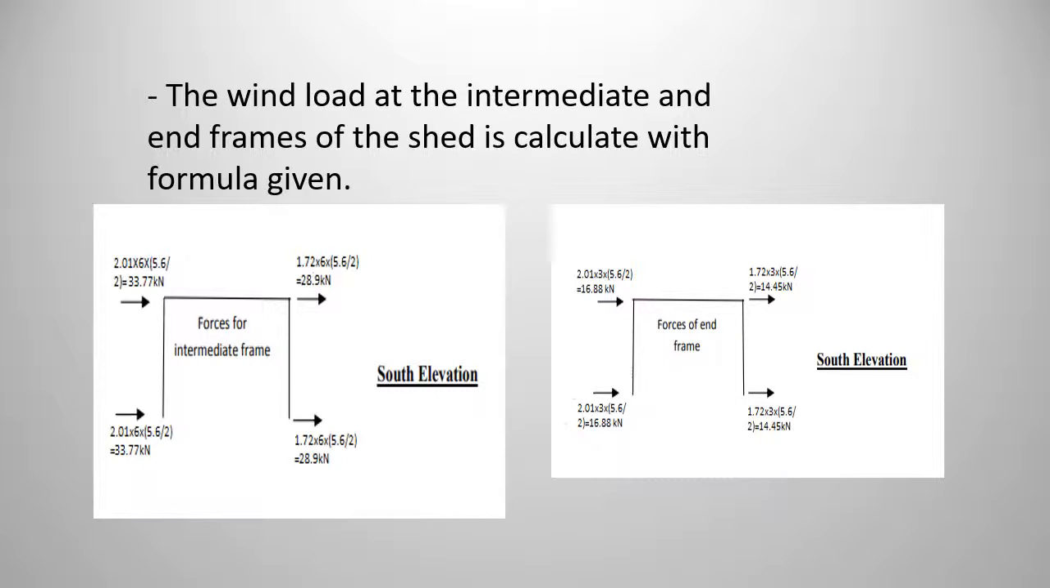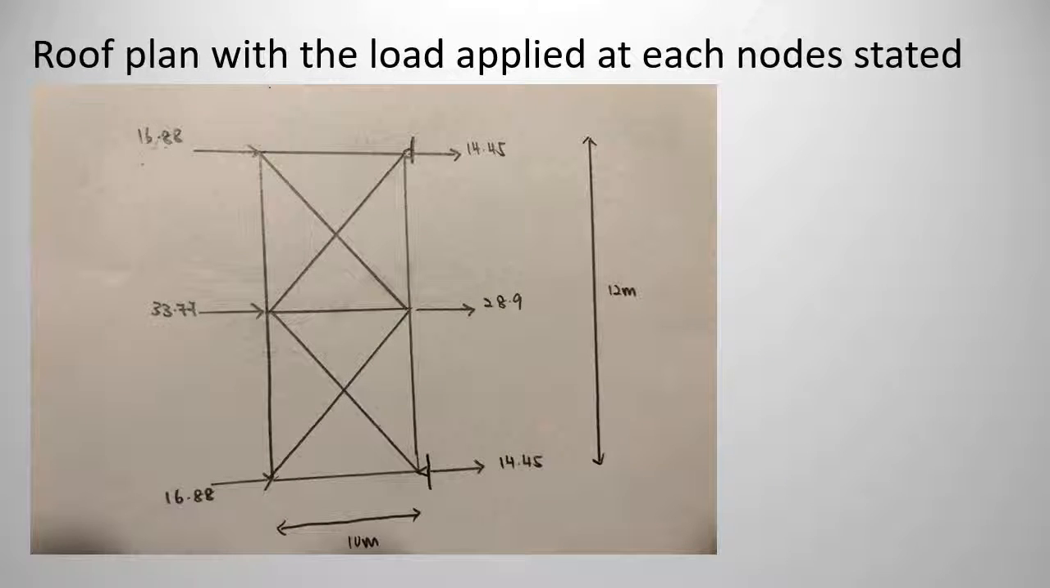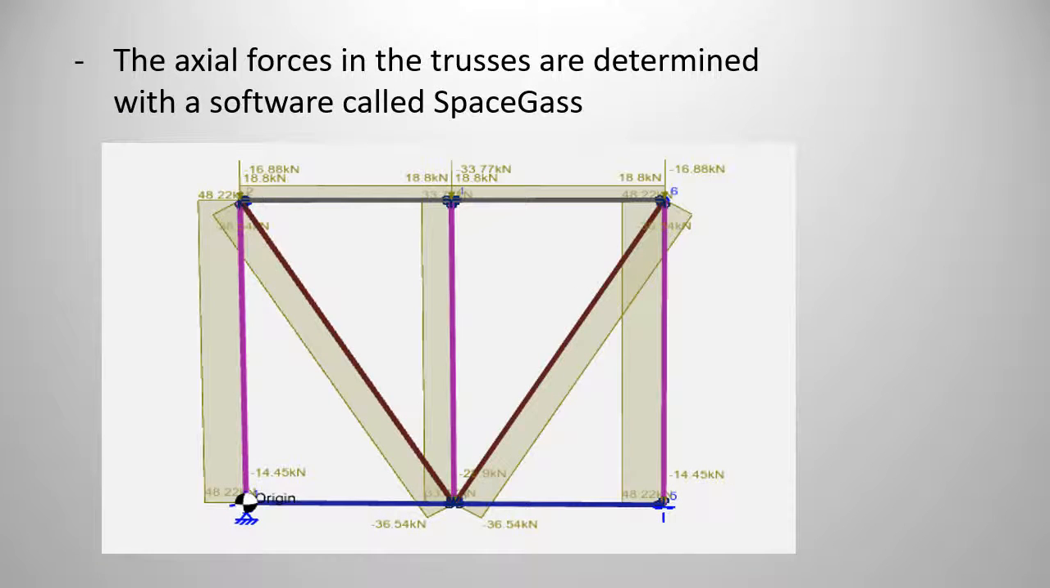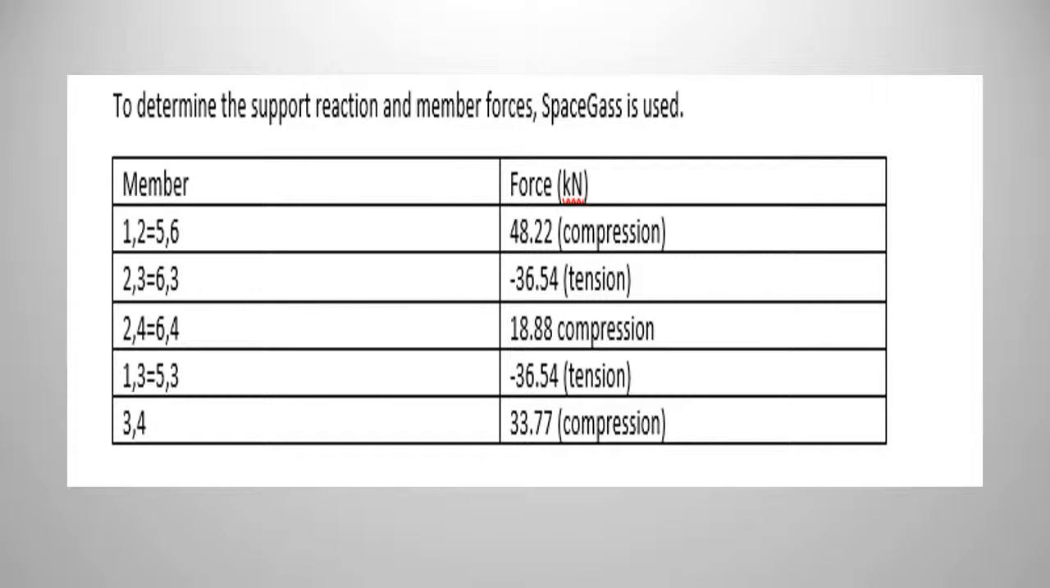The wind load at the intermediate and end springs are different, so both must be calculated separately as follows. This is a roof plan with the load applied stated. The axial forces in the trusses are determined with a software called Space Gass. These are the forces summarized.